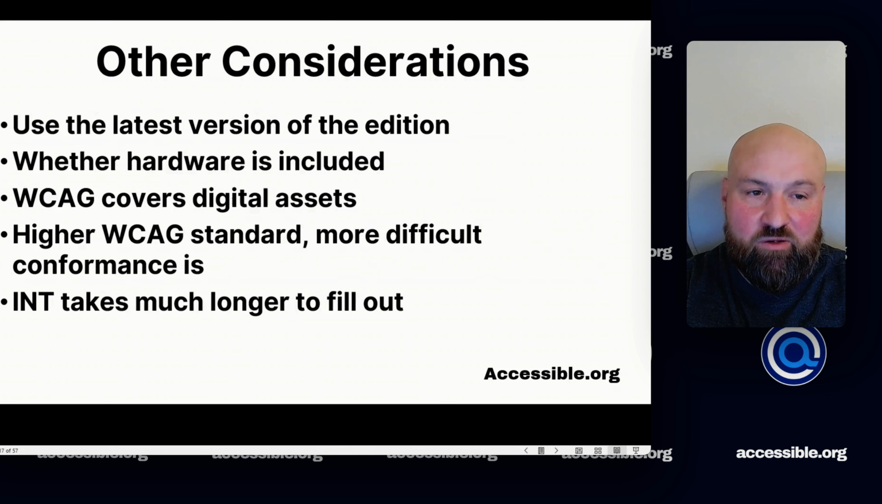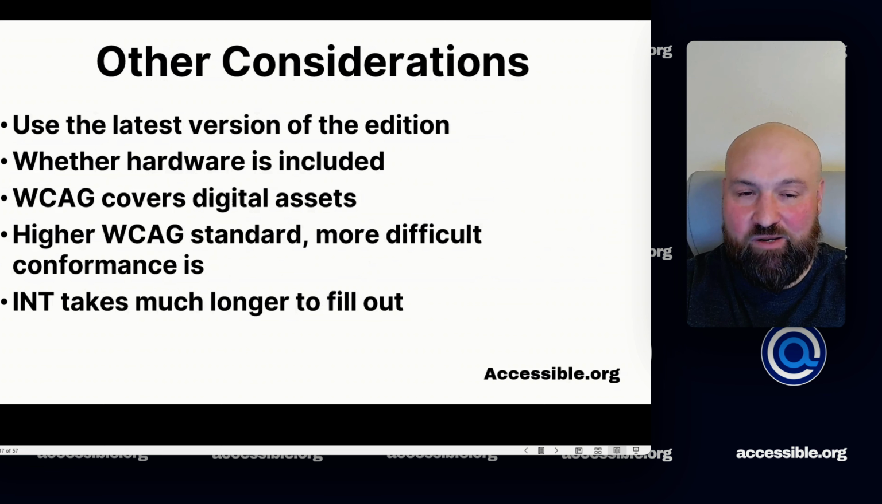All right, so some other considerations. You'll want to use the latest version of the edition that you choose. Now, that can seem somewhat confusing, but just know that the versions are going to be the different version numbers. So currently, the latest version is 2.5. Go with the latest version, and then you're just going to choose whatever edition you'd like. So let's say it's the WCAG edition of the VPAT, then you'll go with the WCAG edition version 2.5.